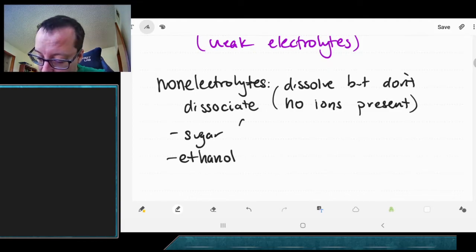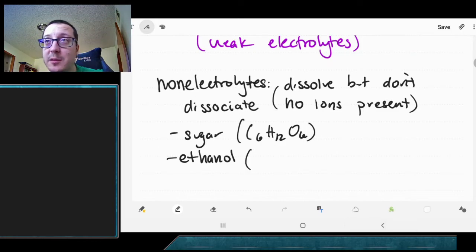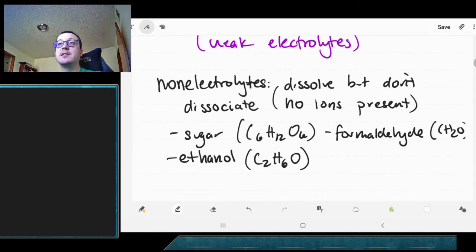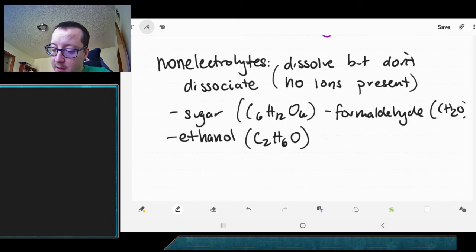So sugar, for example, this would be glucose or fructose or some of the simple sugars. Ethanol, something like formaldehyde would be another example, something that would dissolve but doesn't break apart. What else do we have? How about ammonia? Let's not say ammonia. That's going to be a weak one.